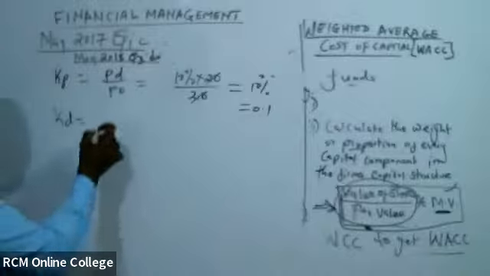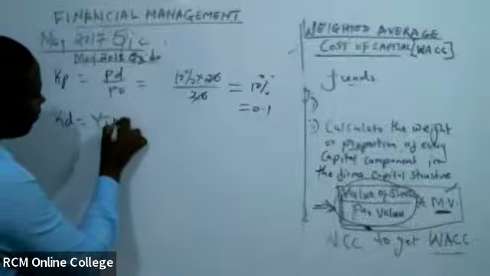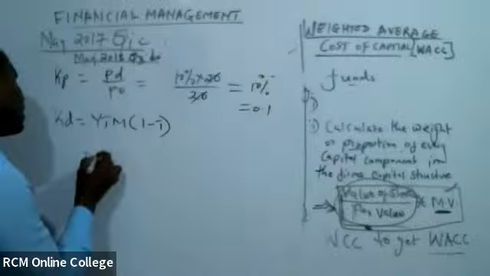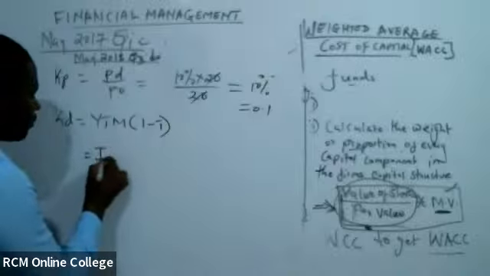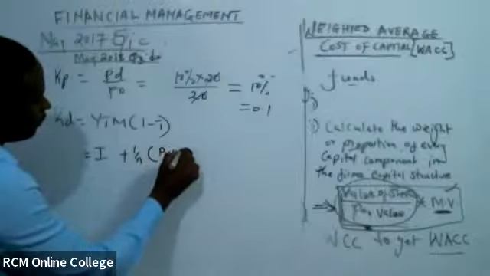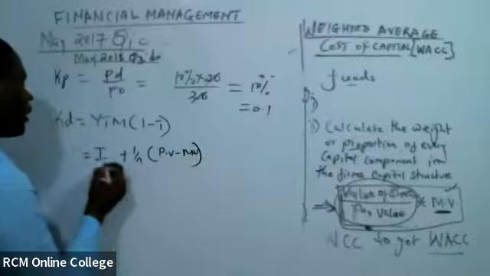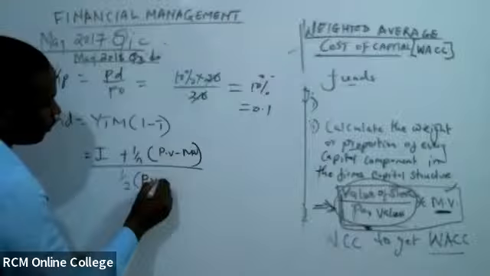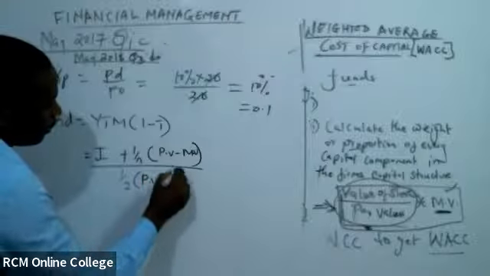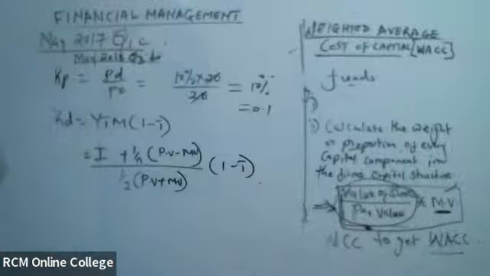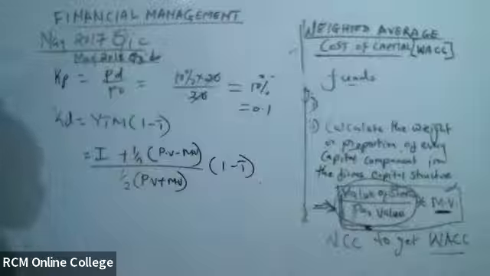So class, this is simple because I know it is YTM and then I adjust 1 minus T. So my YTM will be given by interest plus 1 over N. Par value minus market value. I divide by a half over the summation of the par value plus market value. And then I do what? Adjust for tax. So class, I want you to guide me and I want you to help me get the interest. What's the rate of debenture? Rate of debenture ni gapi?